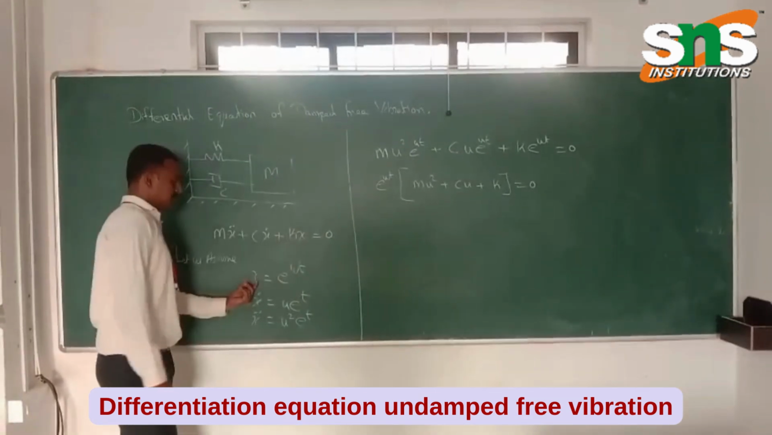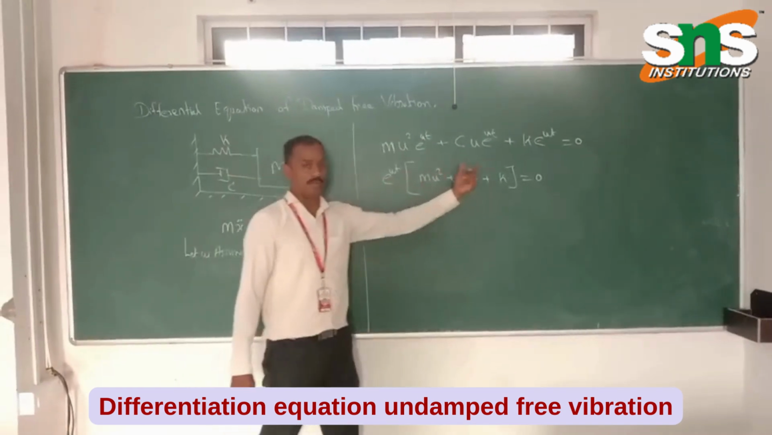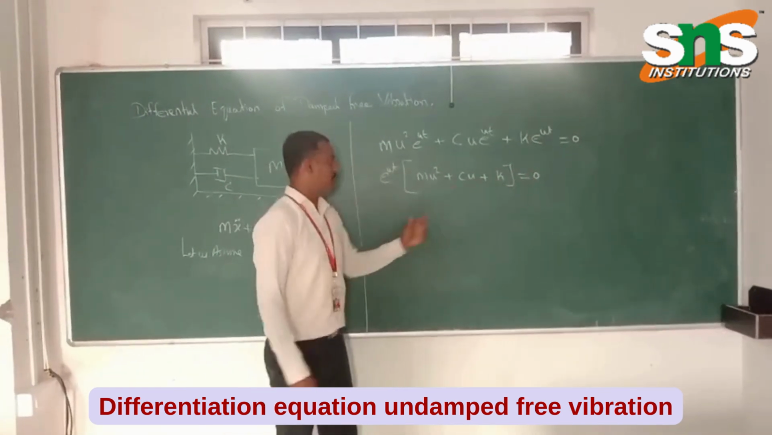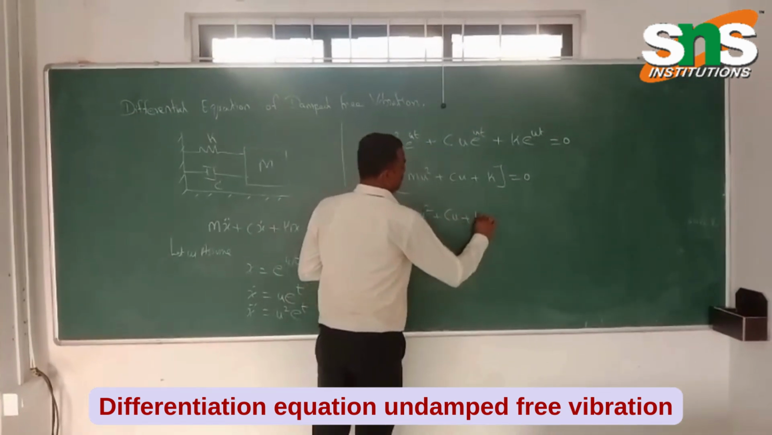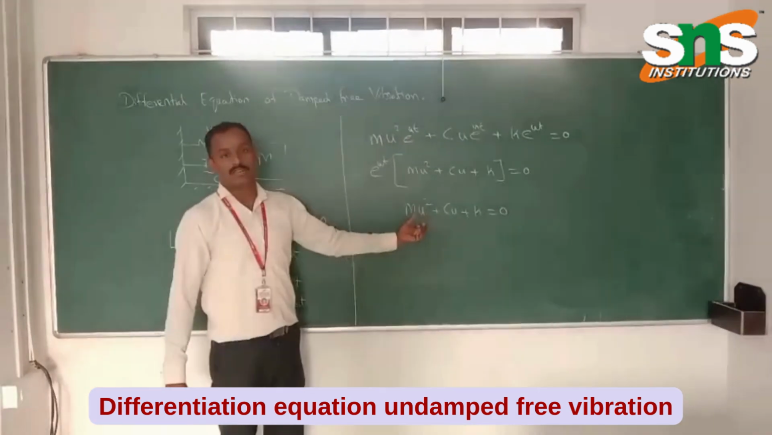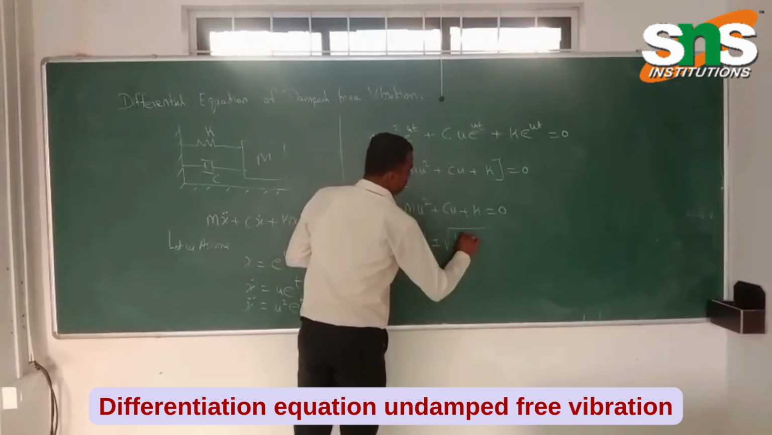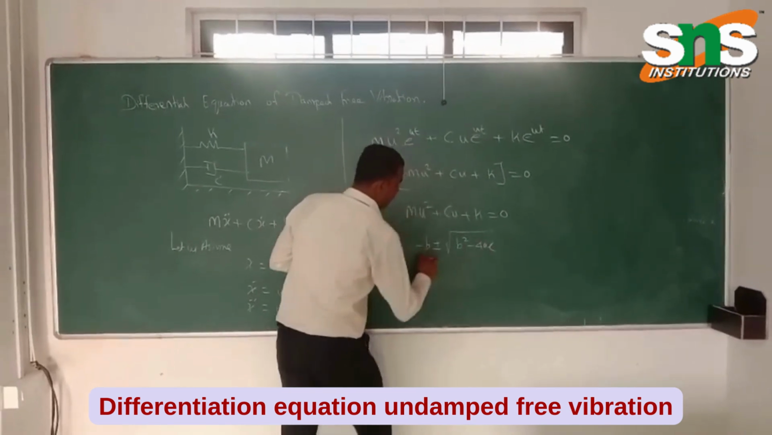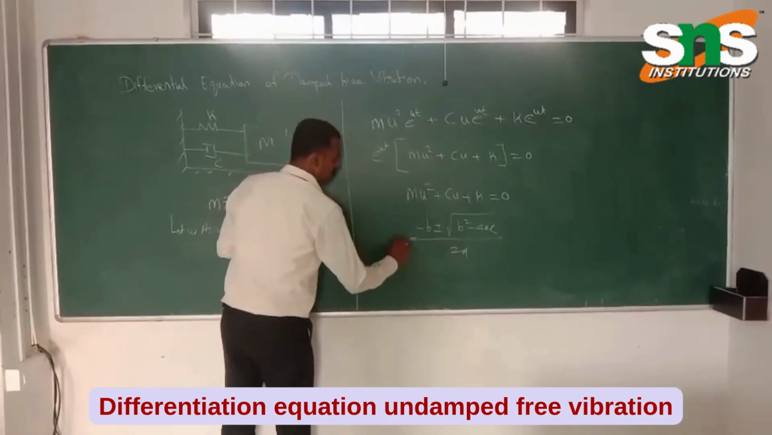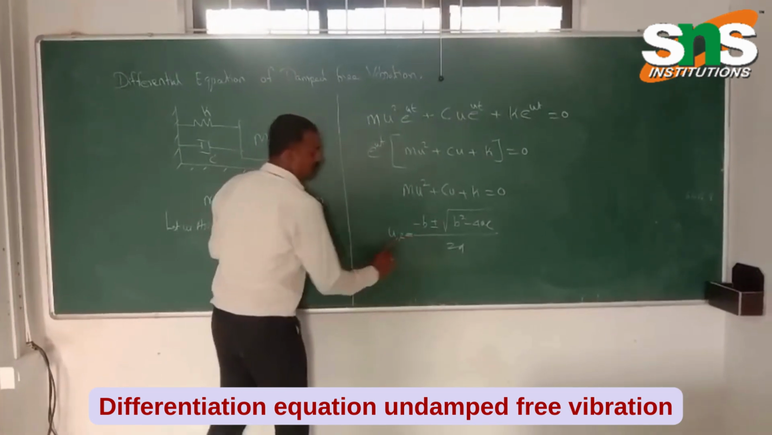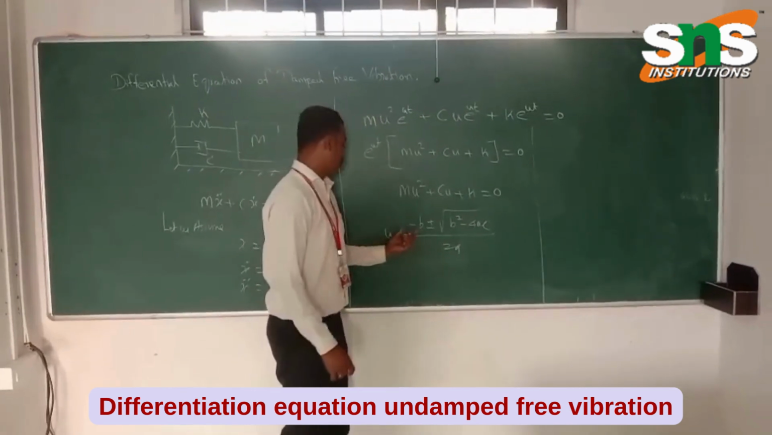Anyhow, we have taken x equal to e power ut, so e power ut may not be definitely 0, whereas this m u square plus c u plus k must be 0. This is a quadratic equation. For this we will get minus b plus or minus root of b square minus 4ac by 2a as the two different solutions for u. We will get u1 and u2.